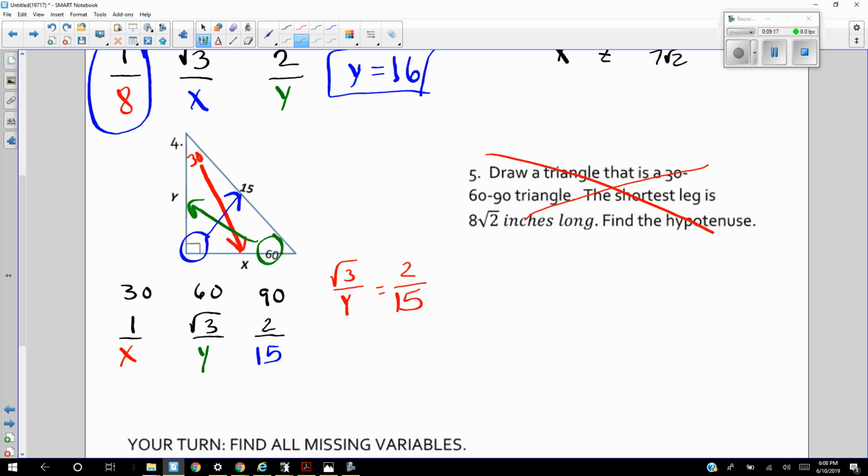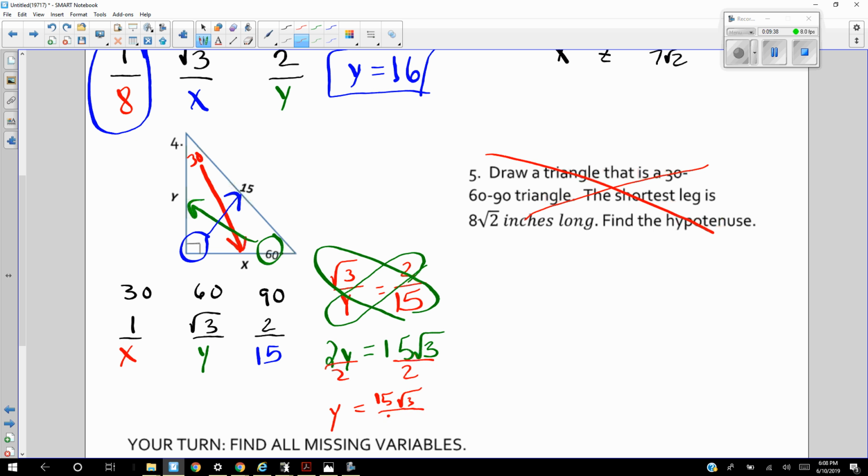Again, we know one of the fractions, 2 over 15. I'm going to cross multiply, you get 2y. I'm going to cross multiply the other way, you get 15 radical 3. Divide both sides by 2. You could write this as 7.5 radical 3, or you could just keep it as a fraction. A lot of times on multiple choice tests I've noticed they like that second answer, but either one of those is acceptable.